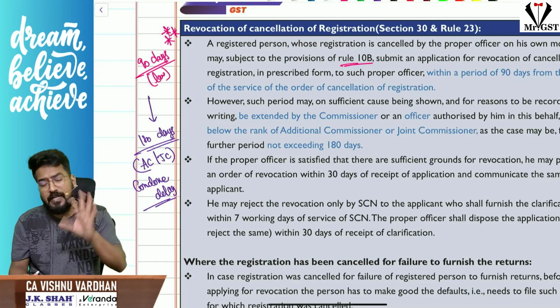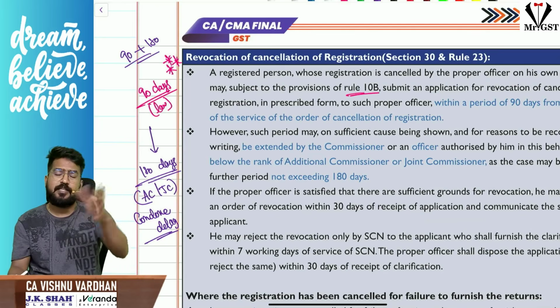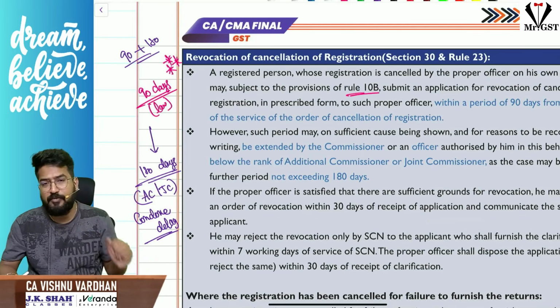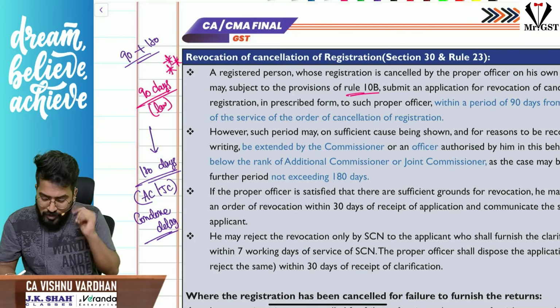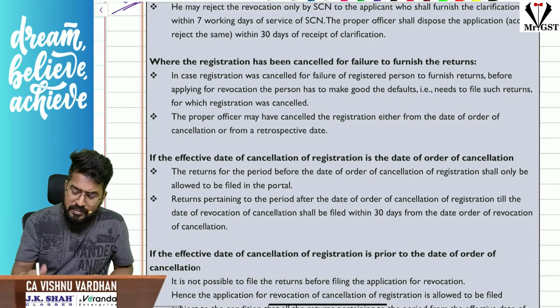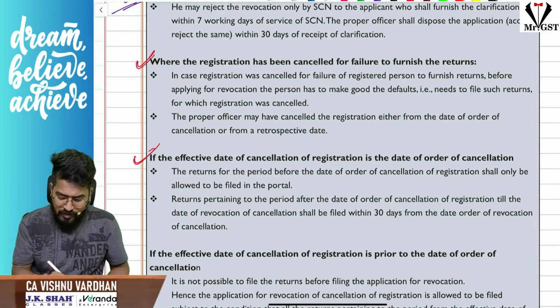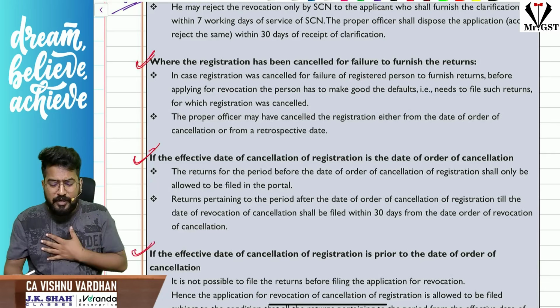It is 90 plus 180 days. Please understand that 90 days is given in law, and 180 days extra, the additional commissioner and joint commissioner have the power to give you. That is the point. Now the interesting thing, sir, is when your registration is cancelled because of not filing the returns, what is the effective date of cancellation?